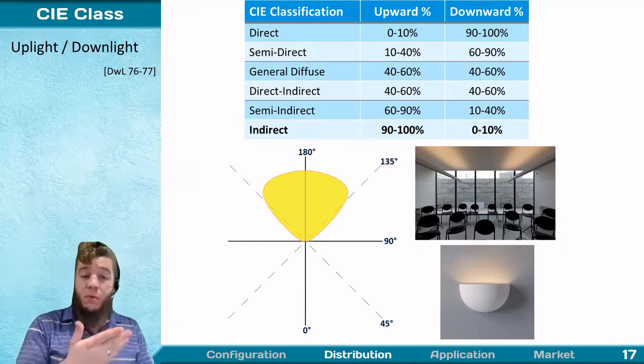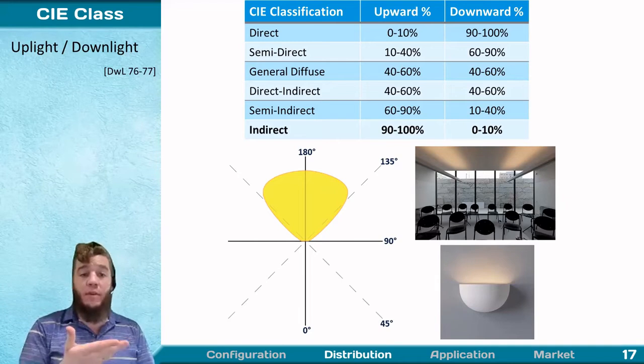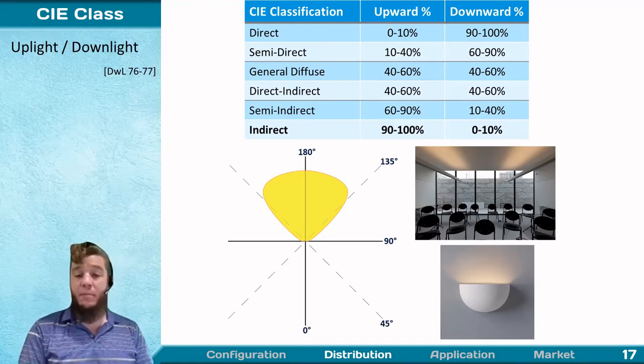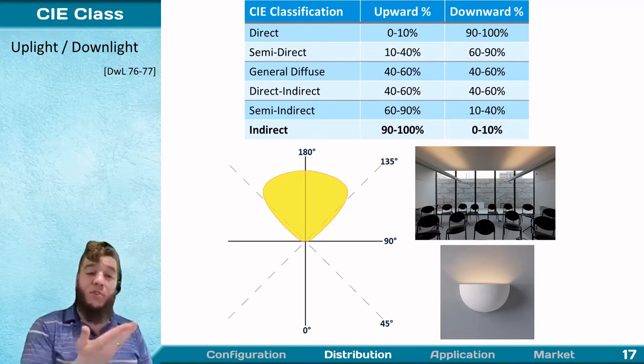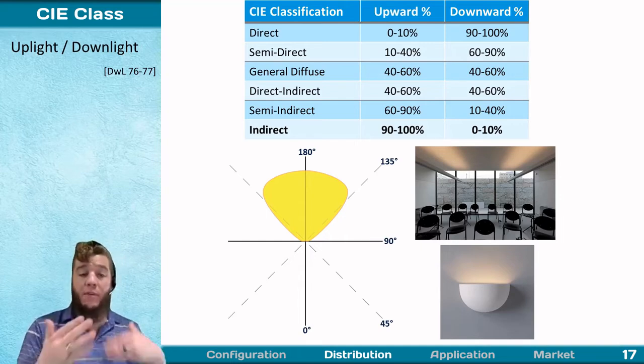So just to reiterate, these are commonly used terms to describe the distribution of a type of luminaire or luminaire family, and they're often searchable within manufacturers' databases. So you can get yourself directly to the type of light you're looking for without having to dig through all of the pendants in their catalog.